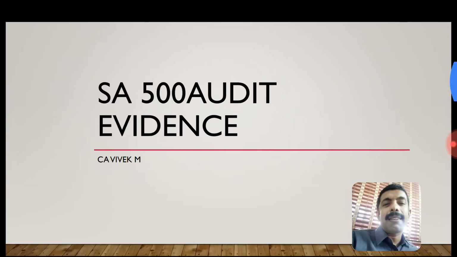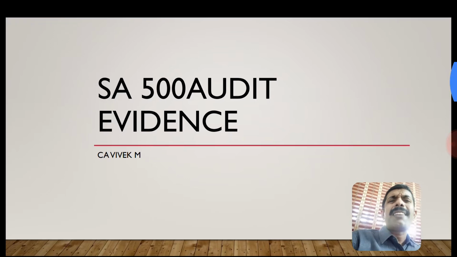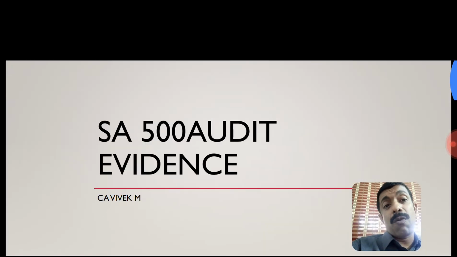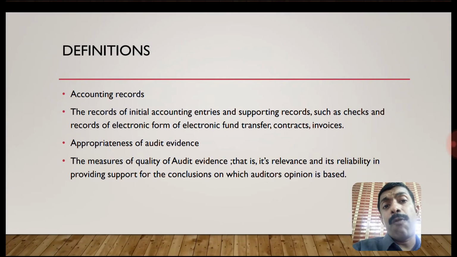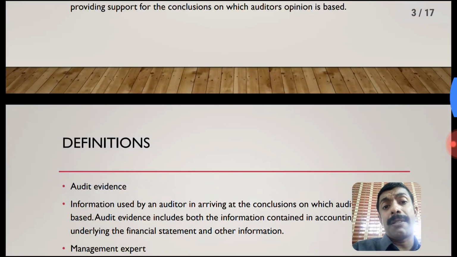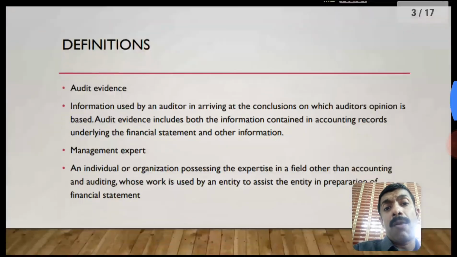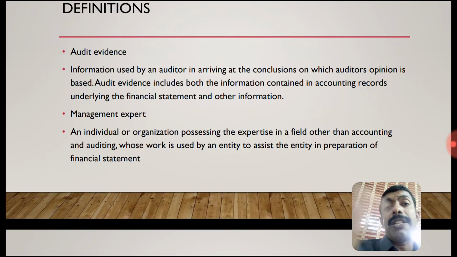Hi, let us discuss audit evidence. Auditor's conclusions are based on the information. For arriving at the conclusions, the auditor requires some information. That information will form part of audit evidence. Audit evidence is information used by an auditor for arriving at the conclusions on which the auditor's opinions are based.